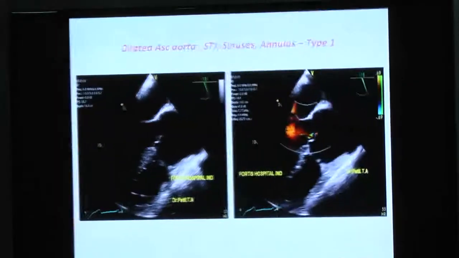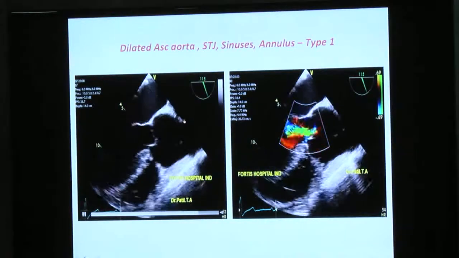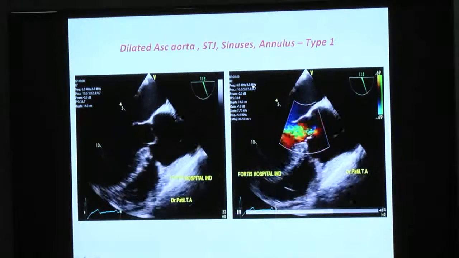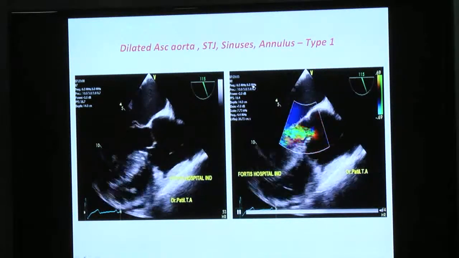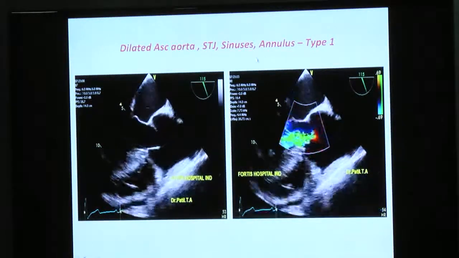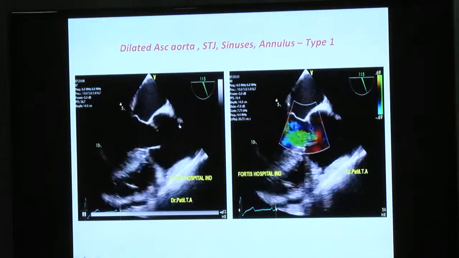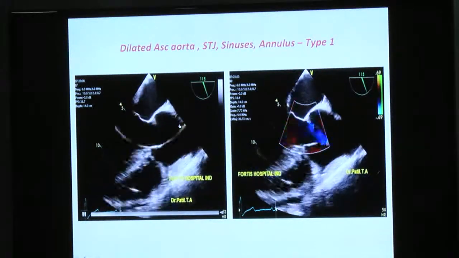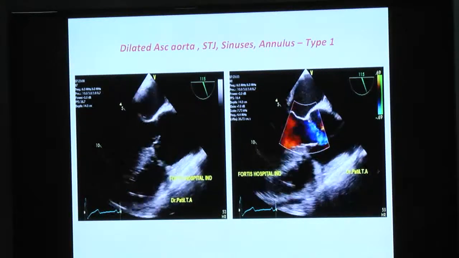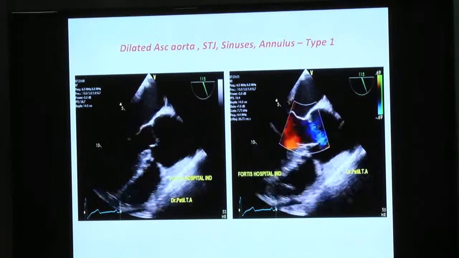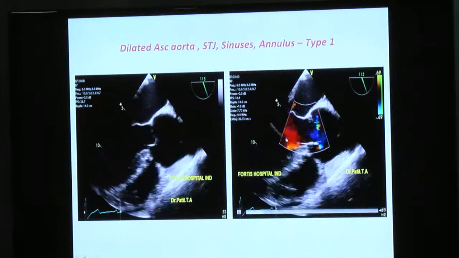Now, this slide shows the entire ascending aorta has been dilated. This is type 1. It comprises all these things, type 1A, 1B and 1C. Wherein if you see, there is complete effacement of the sinotubular junction. There is no sinotubular junction at all. You can't differentiate the sinuses, neither can you differentiate the sinotubular junction, with annular dilatation leading to a severe AR in this.